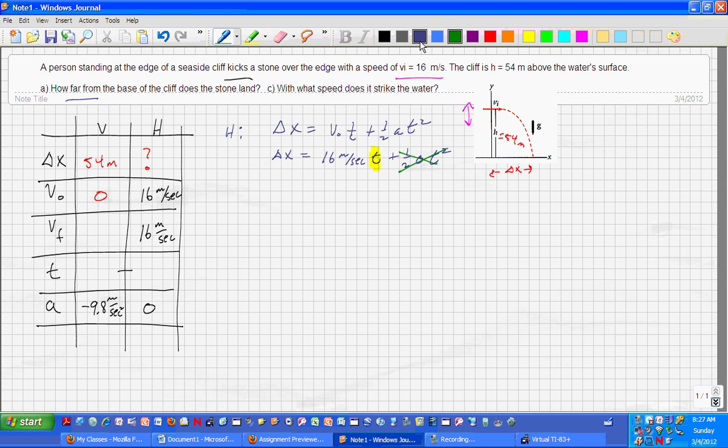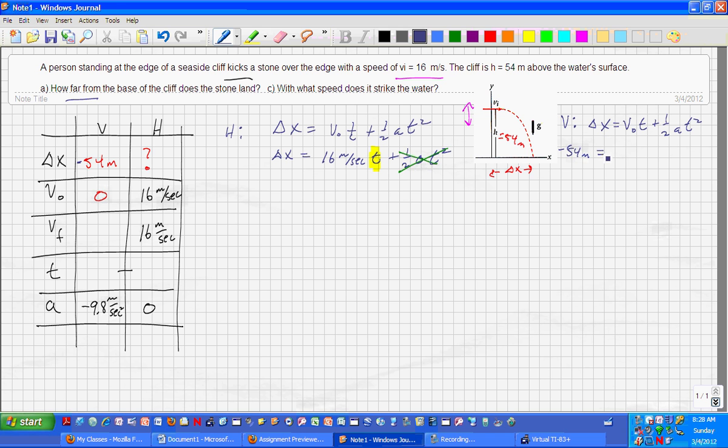So in the vertical direction, the equation that has time in it and change in position, because we have it, is still change in position is equal to V0t plus 1/2 at squared. We're going to find that this is probably the most useful projectile equation out there. Occasionally we'll use the others, but this is what we're going to use most of the time. So change in position is going to be 54 meters. It's falling, so it's going to be negative 54 meters.